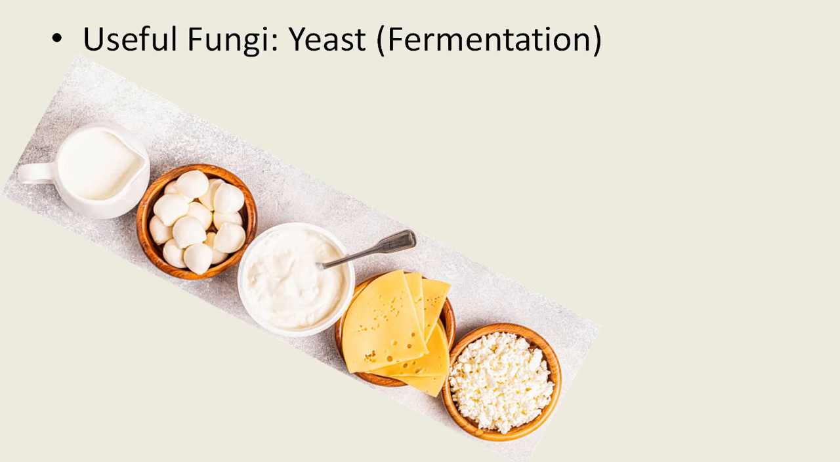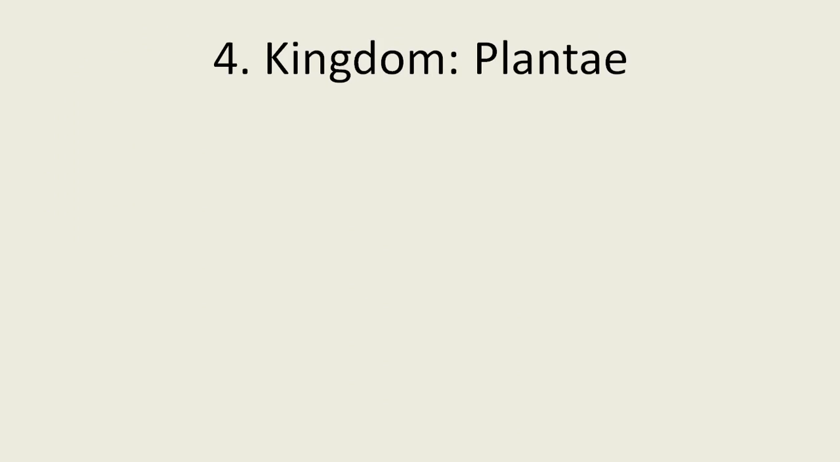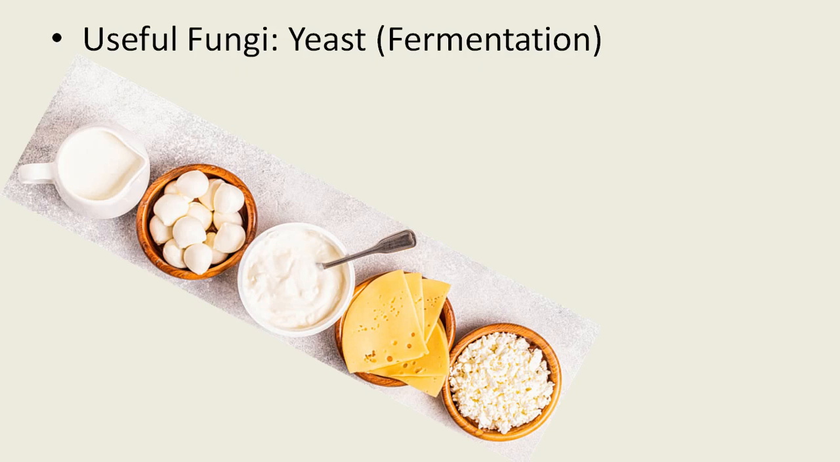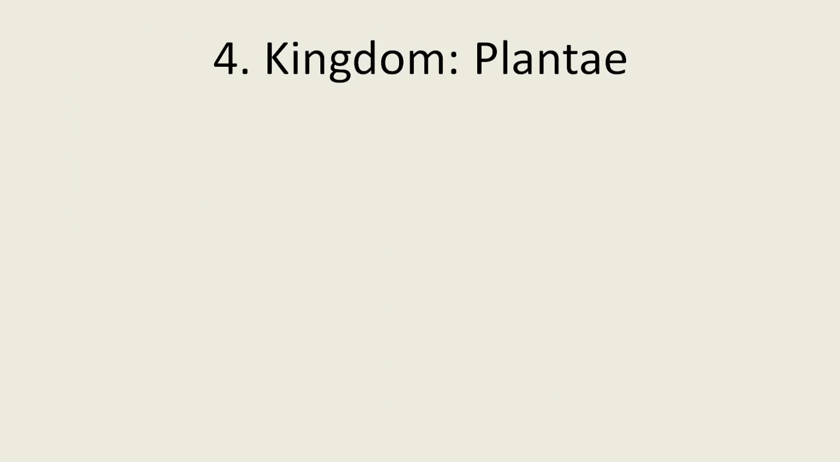The sugar material is converted into alcohol. Then there are also some other fungi useful as biopesticides. For example, Beauveria bassiana is one example, useful as a biopesticide.